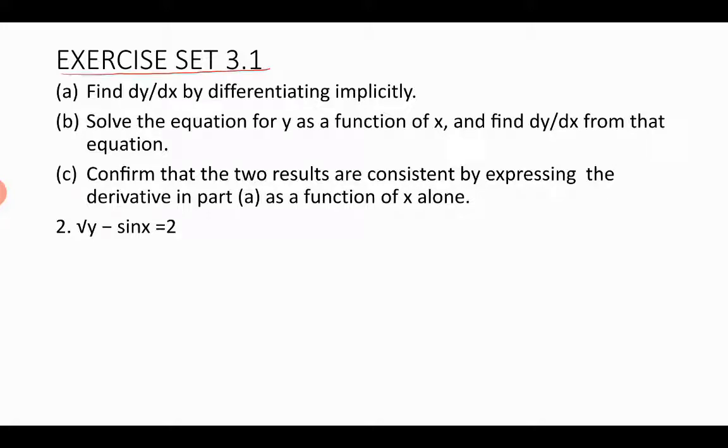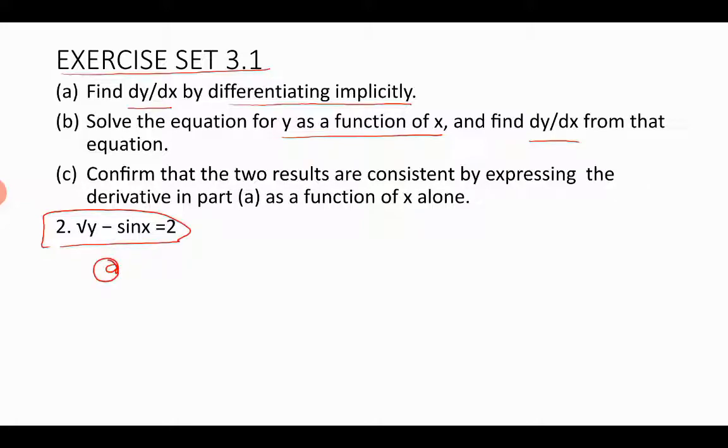The first problem is square root of y minus sin x is equal to 2. Find dy by dx by differentiating implicitly. Next, write the function y as a function of x. Find dy by dx and check whether the two results are the same or not. That's what we are going to do here. Right. First, implicitly differentiate this one, part A.